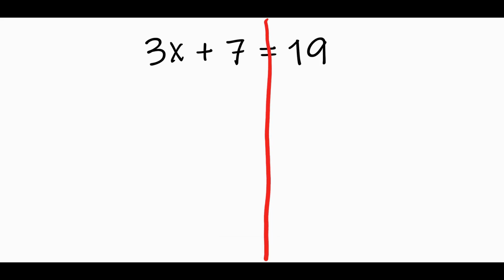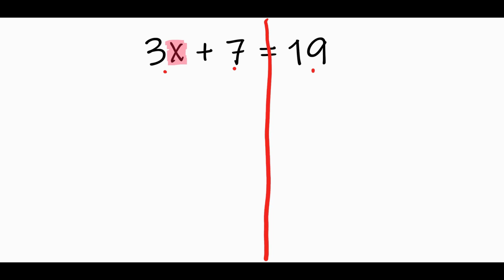So I look first at my variable. That x right here, I need to get that guy alone by itself on one side. For now, it looks like the easiest thing: it's being multiplied by 3 and they're adding 7 to it. And on the other side, we have a 19. So it looks like the easiest thing to do is get rid of that positive 7 first.